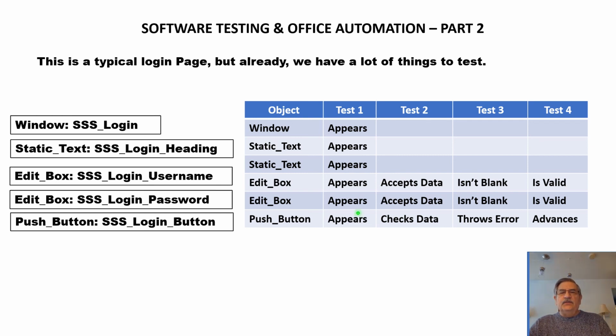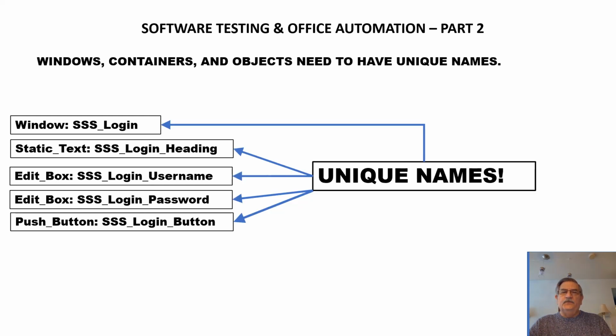And the push button appears, and when you press it, it checks the data on the screen, making sure the username and the password are correct. It knows who you are. If something's wrong, it throws different kinds of errors, like username left blank, password doesn't match, blah, blah, blah. If everything works, it advances to the next page, which we're going to do.